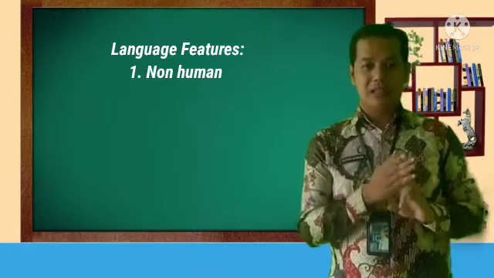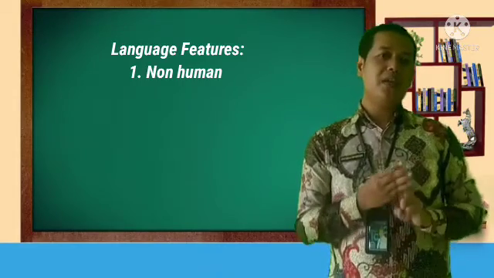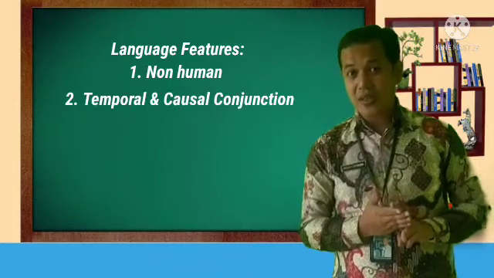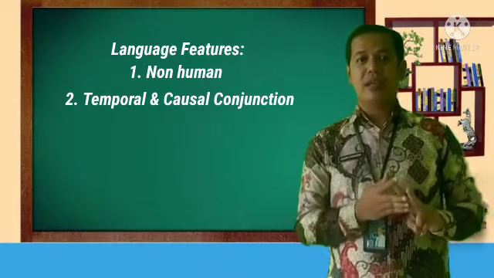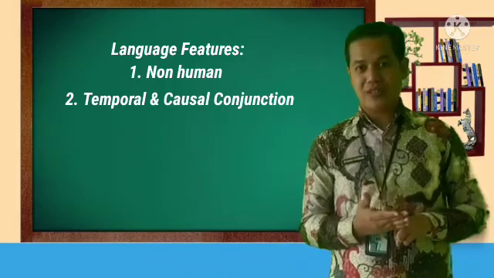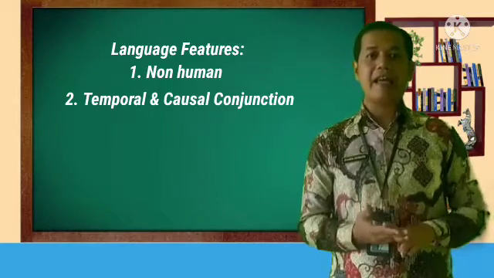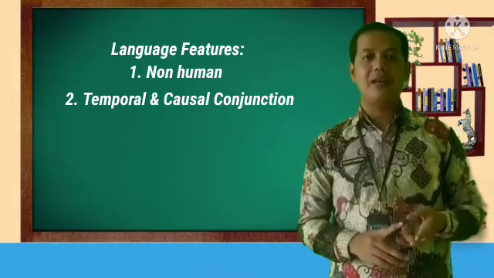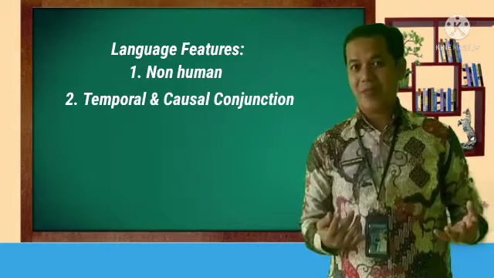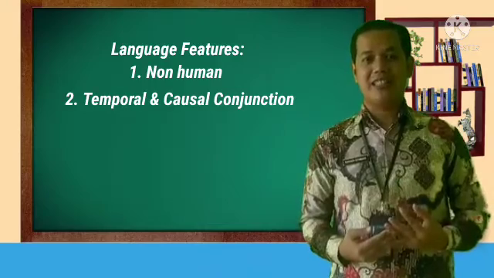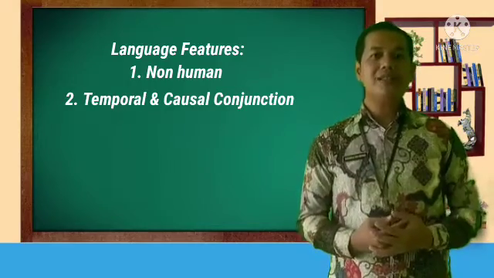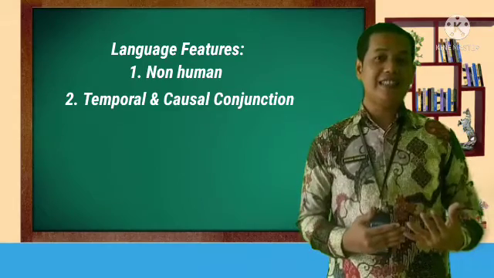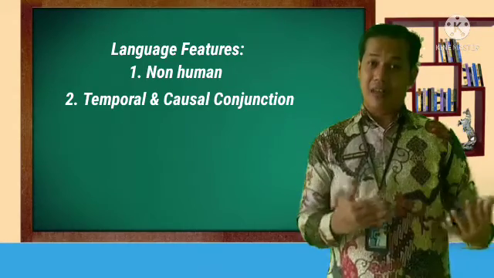So, what else? The second one, usually this text contains temporal and causal conjunctions. Maybe in the text you will see conjunctions like first, second, third, etc., because it talks about the process. Or maybe you will see causal conjunctions too, like so, finally, if, then. That's causal conjunction.